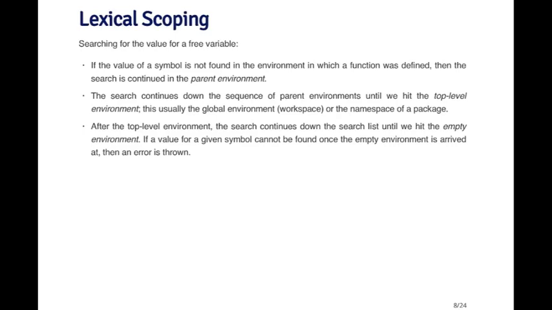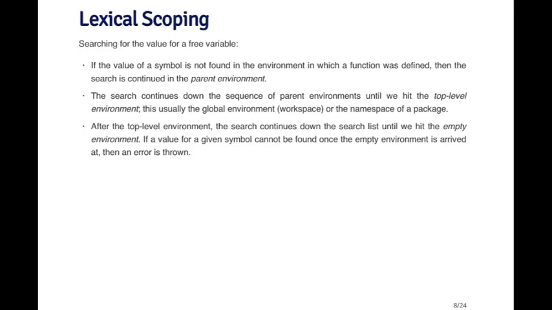So if I see a free variable in this function, and I can't figure out a value inside the function, then I'm going to look in the global environment because that's where the function was defined. If I can't find something in the global environment, then the search continues in what's called the parent environment of the global environment. In the usual case, if I define a function in the global environment, its parent environment is the next thing down on the search list. So you just go down the search list until you eventually find the value for this free variable.